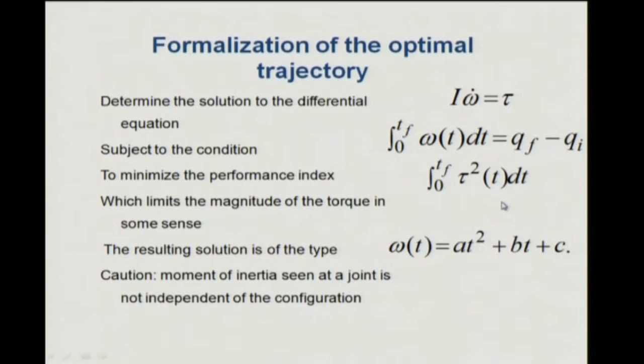So, obviously you have to formalize it, otherwise I would not be teaching it here. You have a simple differential equation I omega dot is equal to tau, and then a condition that the integral of omega(t) dt from 0 to Tf has to be qf minus qi. I need to cover that amount, and then I say okay fine, I minimize the square of the torque. Why the square of the torque? So that it is always positive. It is called the Euclidean norm. Do you know of any other norm?